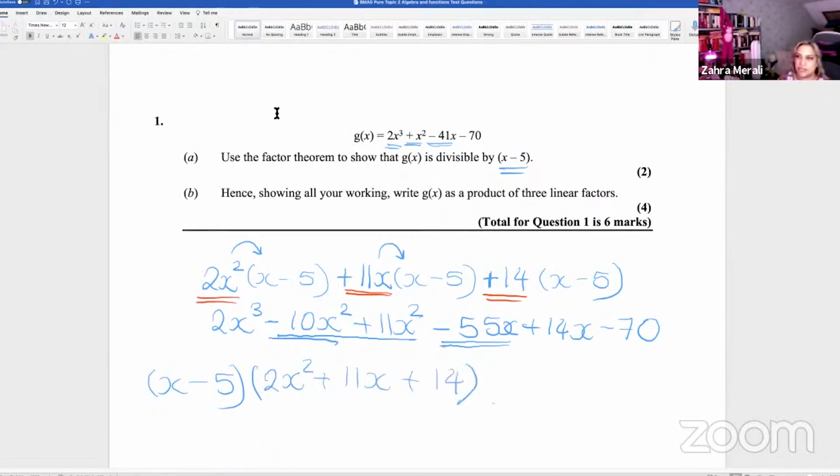And then it wants you to factorize it completely. Now, if you do plug it into your calculator, you go to menu, go to equation, cubic, and it will give you your roots as being 5, minus 2 and minus 7 over 2, which means you can instantly factorize that because you know one of them is x plus 2. You can go, that must be 2x plus 7. And you've written it now as a product of 3 linear factors, 1, 2, 3.